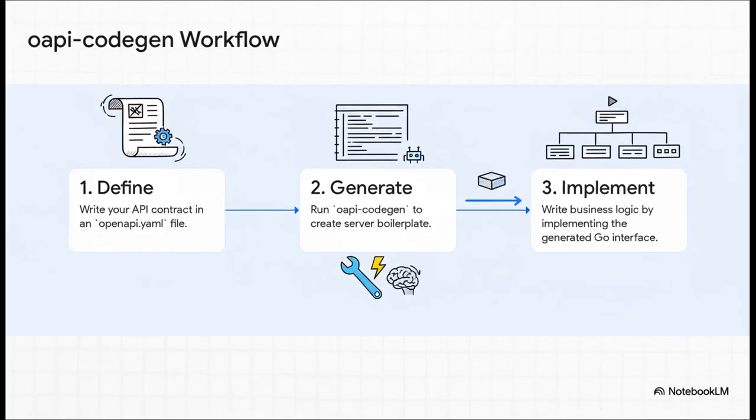The modern way to do this, and honestly the best way, is called spec first. You start by defining your entire API contract in a standard OpenAPI file. Then you point a tool at that file and let it generate all the boring, repetitive server code. All that's left for you to do is the important part: actually implementing your business logic.